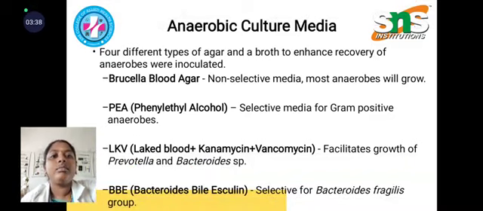Blood agar is a non-selective media, and on blood agar most anaerobic bacteria will grow. Phenyl ethyl alcohol is a selective media only for Gram-positive anaerobic bacteria, LKV facilitates the growth of Prevotella and Bacteroides species, and BBE is selective for the Bacteroides fragilis group.